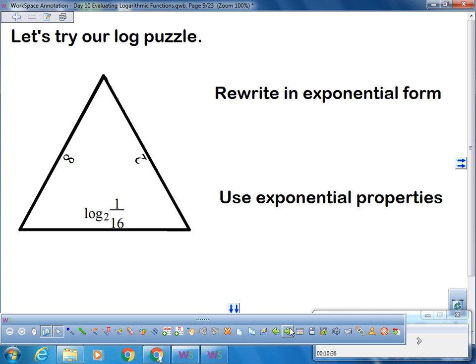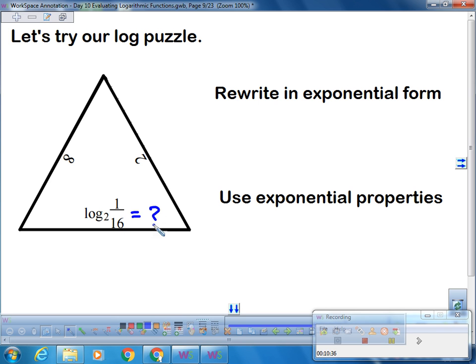So here's a sample puzzle piece. Log base 2 of 16 equals what? You don't know. You can use a line, an X, or a question mark. It doesn't really matter. We don't know. So I know that 2 is my base. I'm going to rewrite it in exponential terms. 2 is my base, my exponent is a question mark, I don't know. But I know as soon as I take it to the exponent, it's going to be 16.